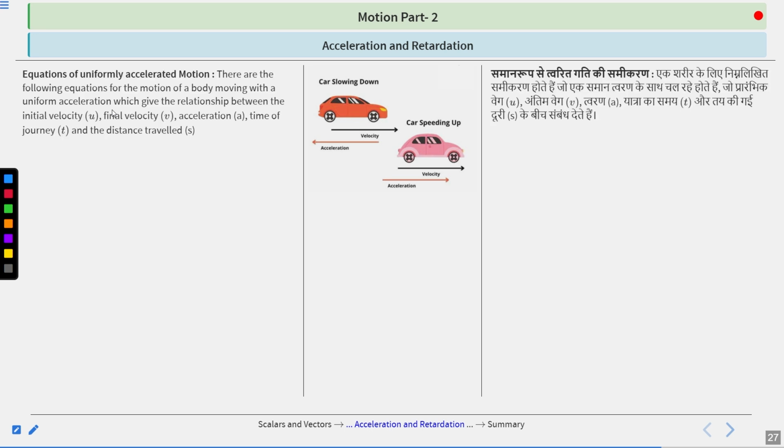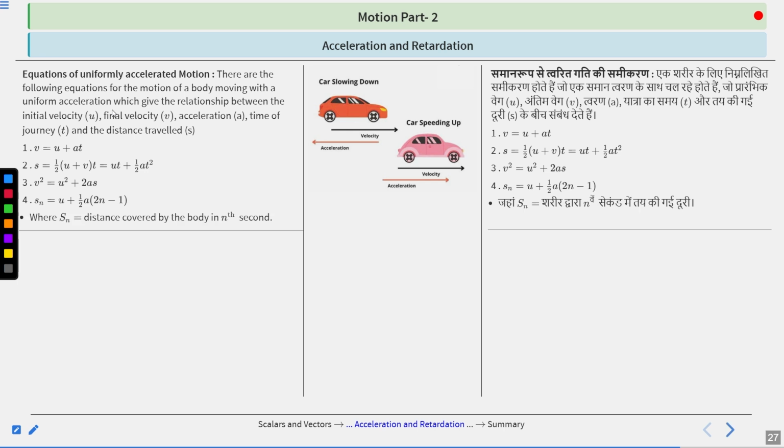Equations of uniformly accelerated motion. There are the following equations for the motion of a body moving with a uniform acceleration, which give the relationship between the initial velocity, final velocity, acceleration, time of journey, and the distance traveled. Like v is equal to u plus at, s is equal to 1 by 2 into (u plus v) into t, s is equal to ut plus 1 by 2 at square, v square equal to u square plus 2as, and Sn is equal to u plus 1 by 2a into (2n minus 1), where Sn is the distance traveled by the body in the nth second.